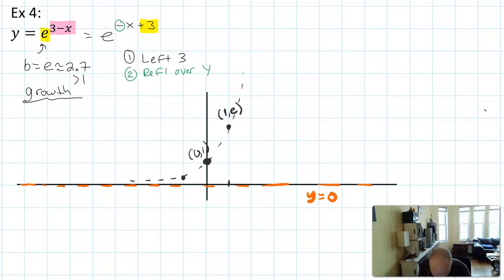Then we're going to go left 3. So all of these points are going to go left 3. Remember, it's x plus 3 moves things to the left. It's that backwards situation going on. (1, e) goes over here. And now we have to reflect all the points. Remember, when we reflect over y, we don't just change it to a decreasing function. We actually have to reflect across the y-axis. So reflecting all of these points across the y-axis, we're going to get this. It's actually turning into an exponential decay function in the end.